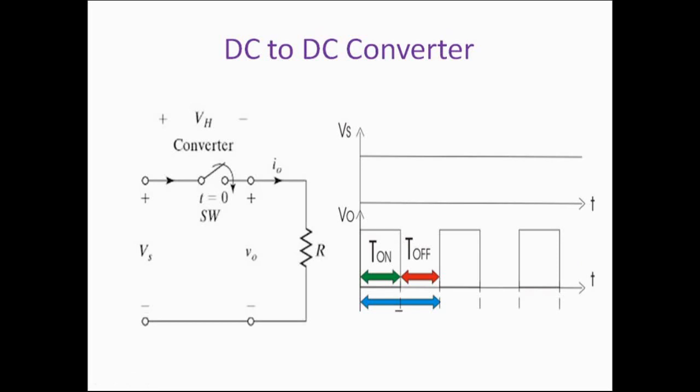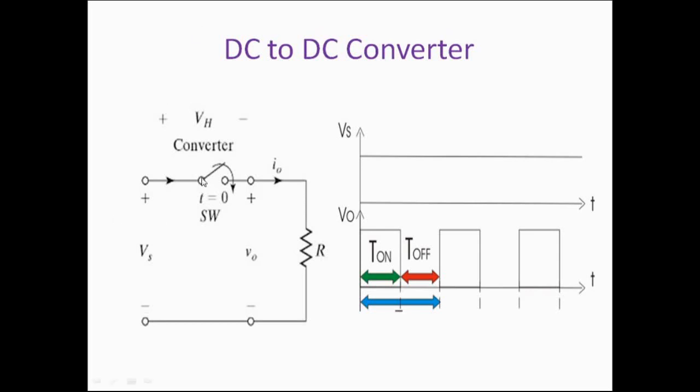Anyhow, this is a DC to DC converter. There is a separate chapter for this, we will study that. So what is required here? A switch. You can use an SCR as a switch, you can use a power MOSFET as a switch, a power BJT as a switch. There is one more device called an IGBT, insulated gate bipolar transistor. That also you can use. Several power devices are there. Anyhow, we will study all those later.